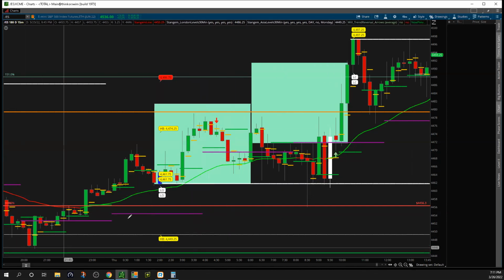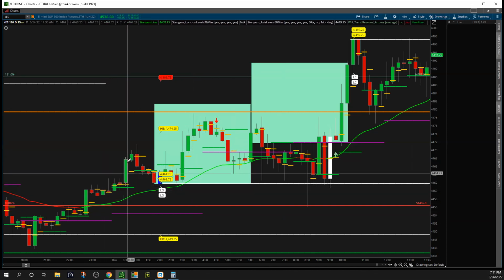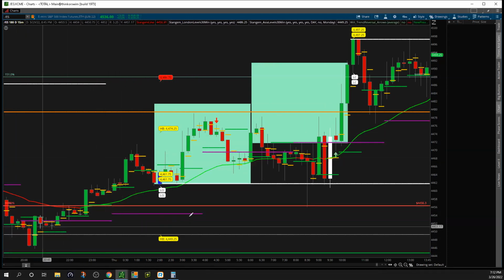This rotation right here, look what they're doing. Low, high, halfback sweep, low, high, halfback sweep, low, high, halfback sweep. Then they switch it up because now they're looking back this whole rotation. But look, we're above the Stangem line.